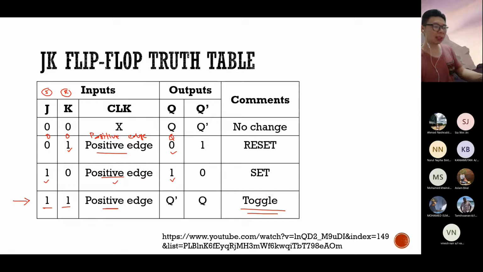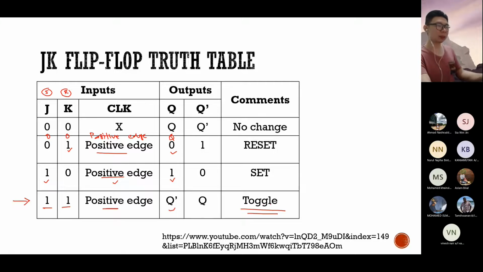Toggle state means that the output will be flipped. The output will be the inverse of what it previously had. For example, if the previous output was 0, it's going to make it a 1. If the previous output is 1, it's going to make it a 0. That is what it means by toggle. That is why in this table, we write this as Q bar. If you give two 1s over here, and then you have a trigger, the output will be the inverse of Q. So we take the current output and we reverse it. That is what it means by toggle. Okay, so this is what I was talking about.